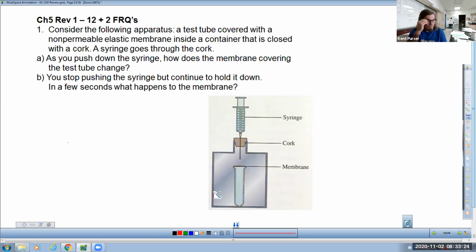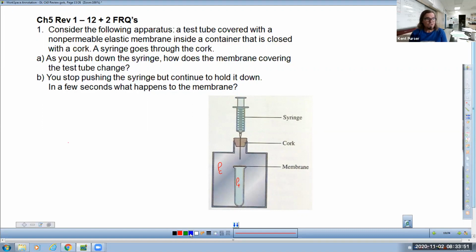Now I'm gonna assume that when they set this up, everything was equalized in pressure. So the pressure inside the container, I'm gonna call that P sub C for the container, is the same as the pressure inside the test tube. I'll call that P sub T for the test tube. So because they're the same, the membrane, the rubber balloon, is perfectly straight across right there, according to what I see in the picture. Now we push down on the syringe.